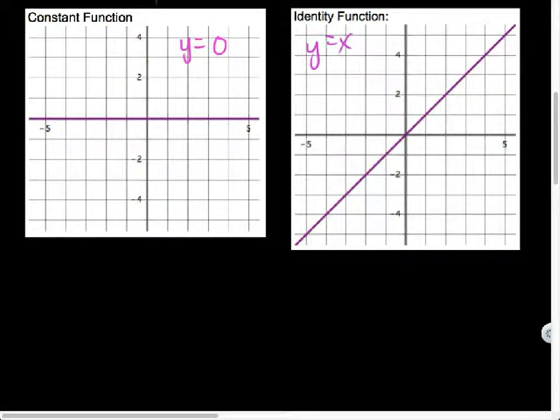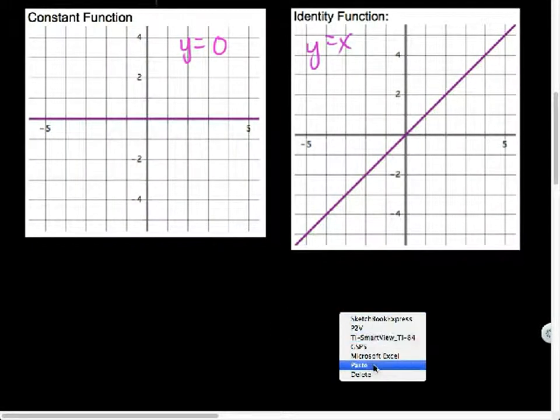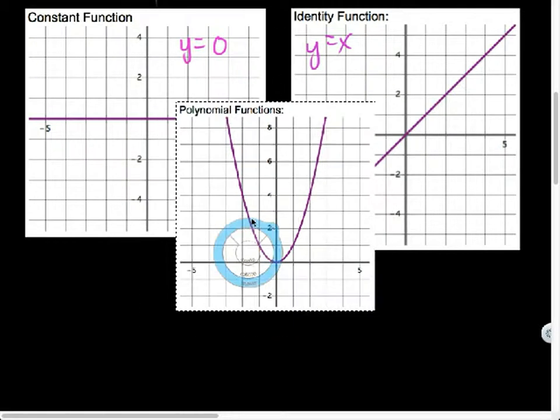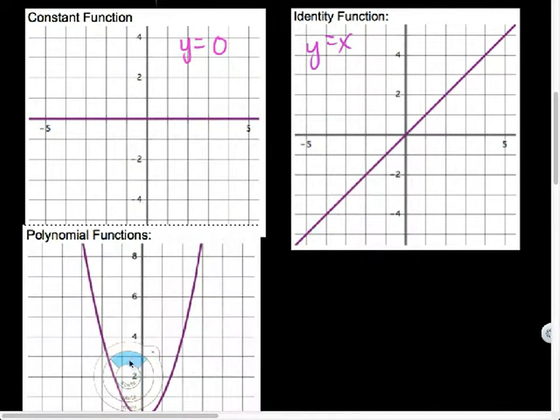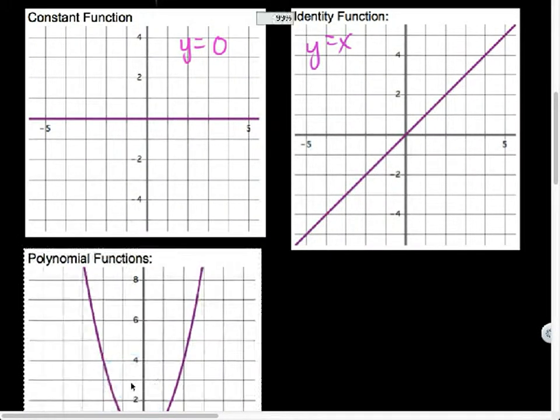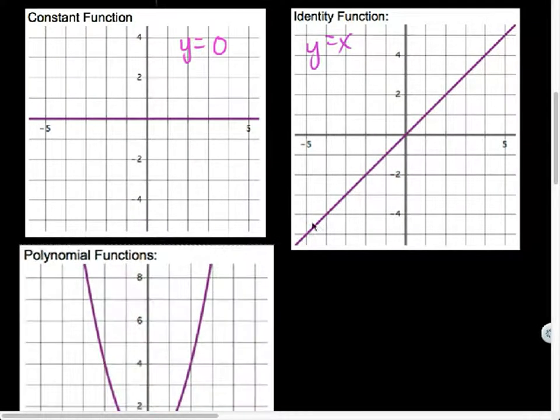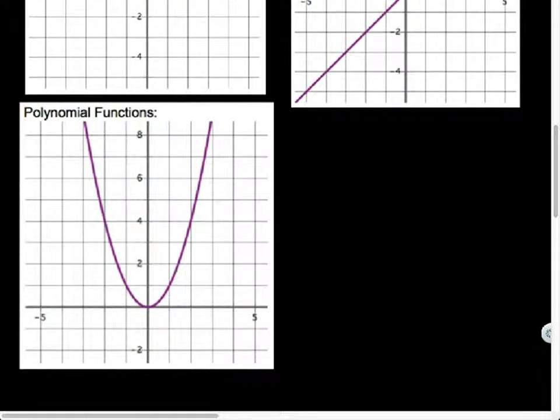Polynomial functions, such as the parabola that I mentioned earlier, the y equals x squared. You could also have parent functions. Technically, I'd need a parent function for each degree polynomial. But yeah, so here's my classic y equals x squared graph.